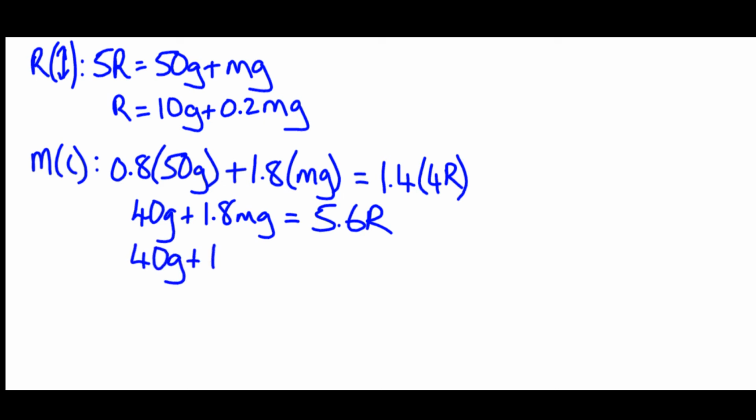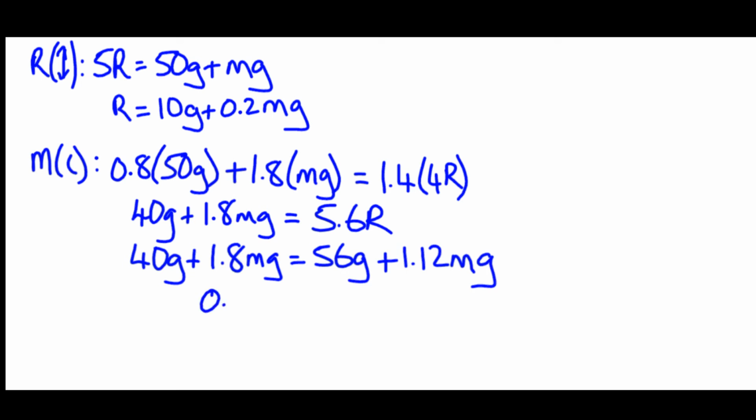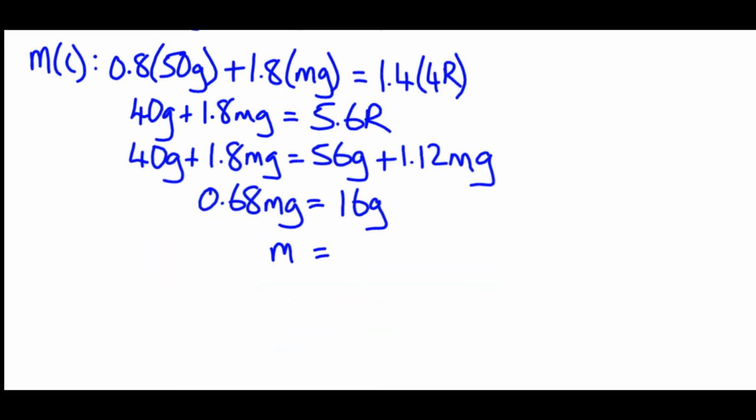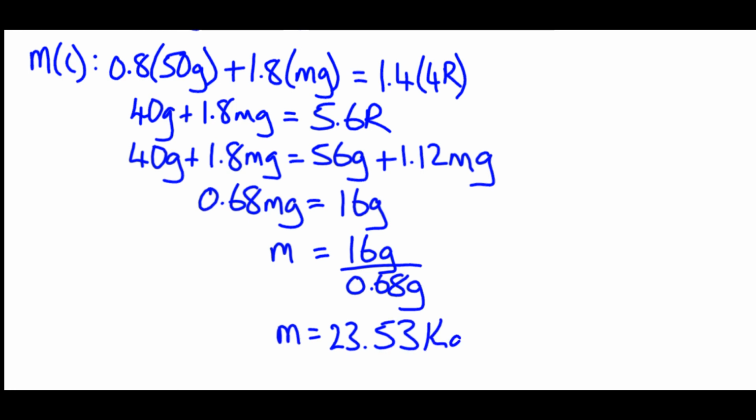So now I'm just going to substitute in that expression for R. So 5.6 multiplied by 10G and also multiplied by 0.2 mg. All right, I'm going to rearrange because I'm trying to make m the subject. So all the m terms combine to give me 0.68 mg. And making m the subject, we get an answer of m equals 23.5 kilograms, since this is a mass.